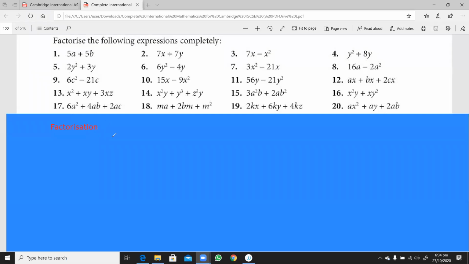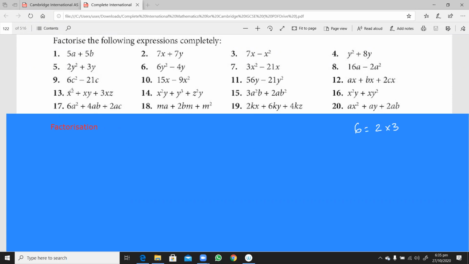Okay, guys, we are going to start factorization right from the scratch. We must know what we mean by factorization. If you have 6, let's say, and you write it as 2 times 3, that means you have factorized this 6. You have written one number as a product of two different numbers.